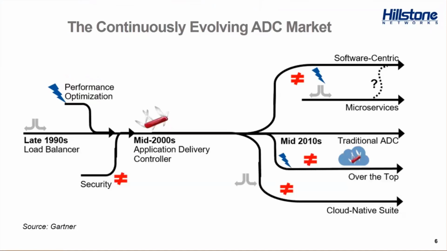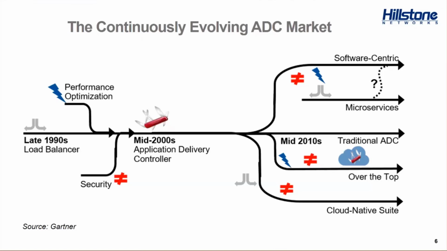Now let's take a look at the ever-evolving market for ADC. It isn't new. It has been around for quite some time. It first appeared in the late 1990s with the internet explosion as more and more apps came online. ADC first came to us as a load balancer, and being the main feature, ADC was originally called a load balancer. But as time went on, many features were integrated into the load balancer, and two major ones include performance optimization and security.